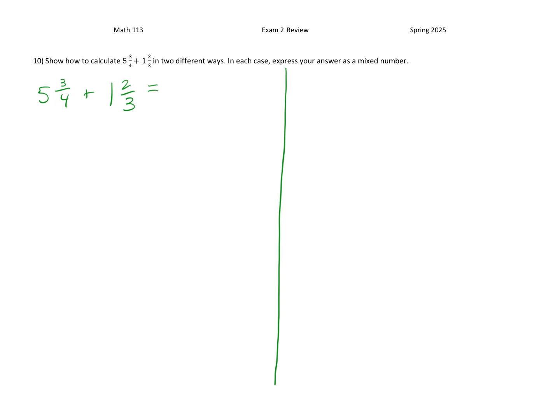So we have this little method where you do the whole number times the denominator plus the numerator. So 5 times 4 is 20 plus 3 is 23. So this is 23/4 plus 5/3. Okay, now I need a common denominator. So I'm going to have 23/4 plus 5/3.